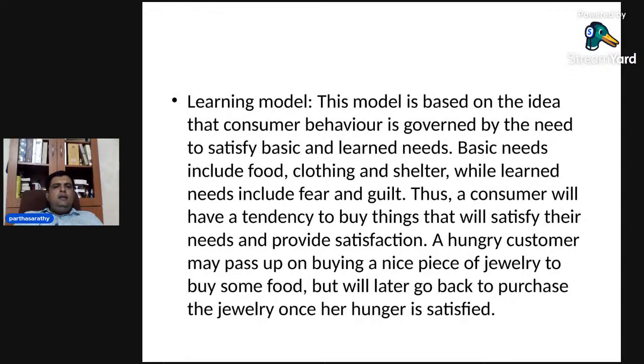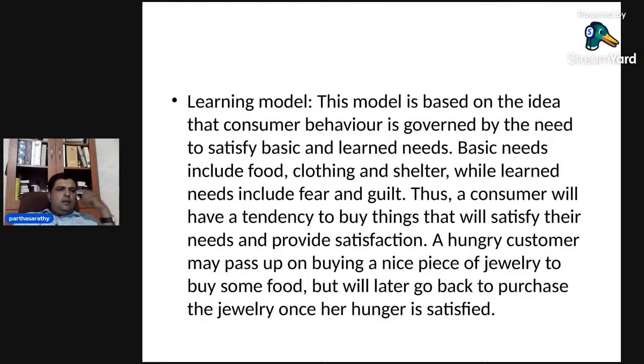While learned needs include fear and guilt, a consumer will have a tendency to buy things that will satisfy their needs and provide satisfaction. A hungry customer may pass up buying a nice piece of jewelry to buy some food.